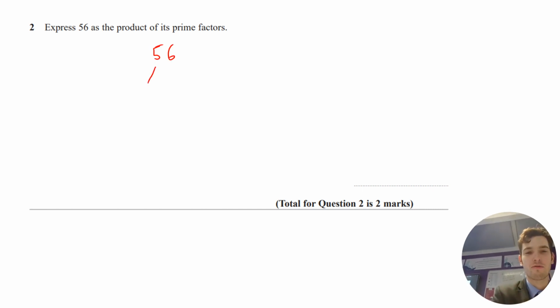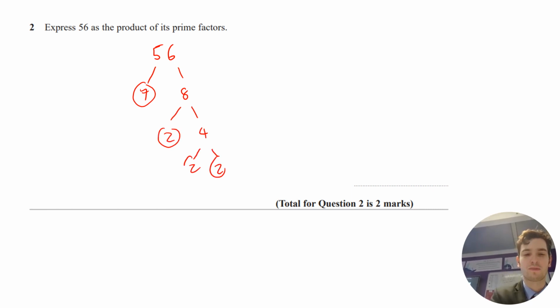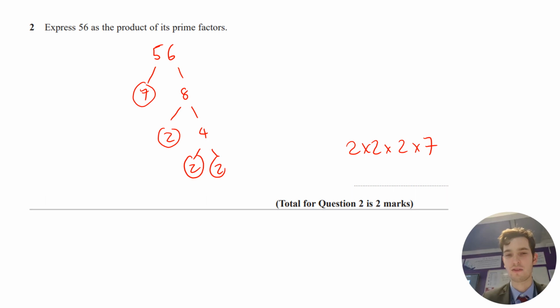Okay, question 2, nice, easy question. So prime factor tree, 7 and 8, circle 7 its prime, 2 and 4, circle 2, 2 and 2, and we're going to write it as 2 times 2 times 2 times 7. We've done this a million times in do nows, so it's a nice and easy 2 marks. That shouldn't take you much time.